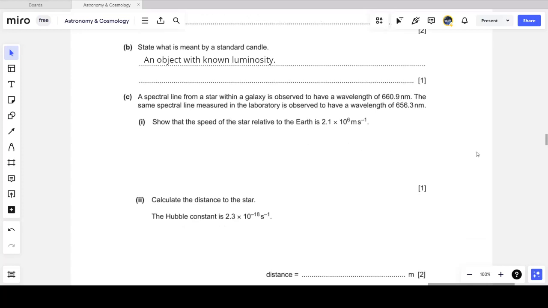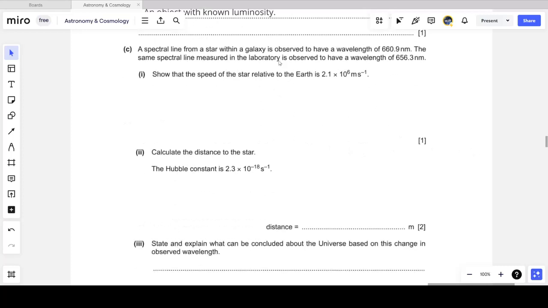Anything that I know the luminosity of, so that I can compare other objects to it to get an apparent measure of brightness. We're then told that a spectral line from a star within a galaxy is observed to have a wavelength of 660.9 nanometers. The same spectral line measured in the lab is observed to have a wavelength of 656.3 nanometers. Show that the speed of the star relative to Earth is 2.1 times 10 to the 6 meters per second.